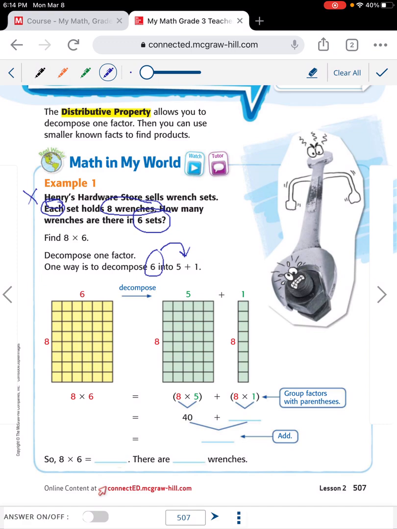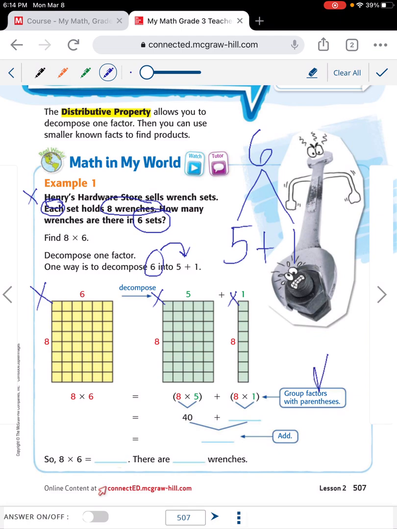So when I talked about us breaking down or decomposing the number, our goal is to break it down into fives. Now, let's say that the number is bigger than 10. You could break it down into 10 and more. In this case, 5 plus 1 makes 6. So we're going to break the 6 down into 5 plus 1. So instead of having 8 times 6, we're going to have 8 times 5 and 8 times 1.